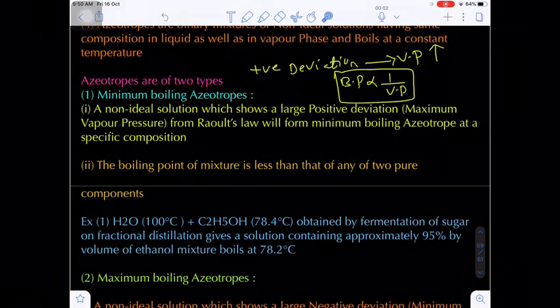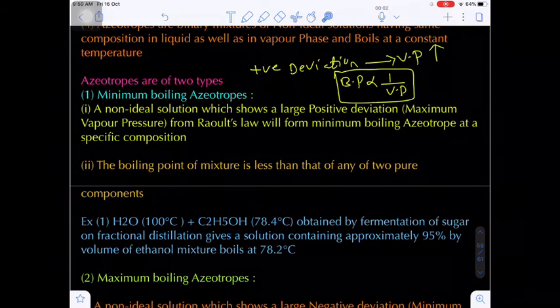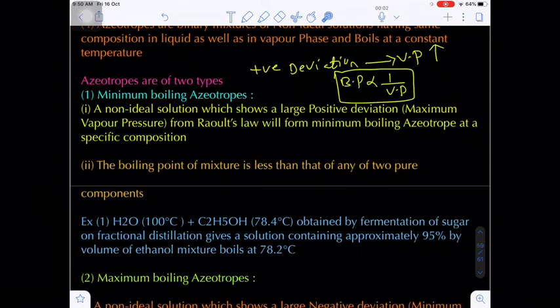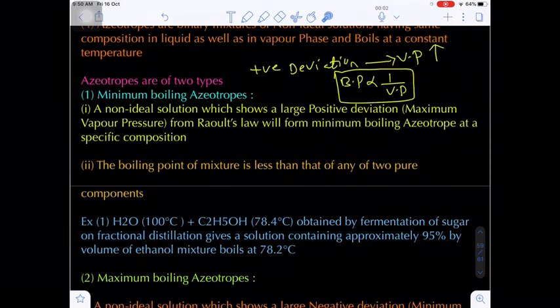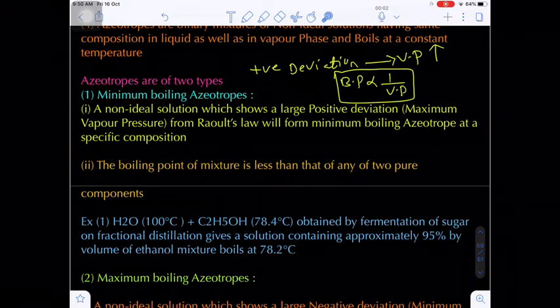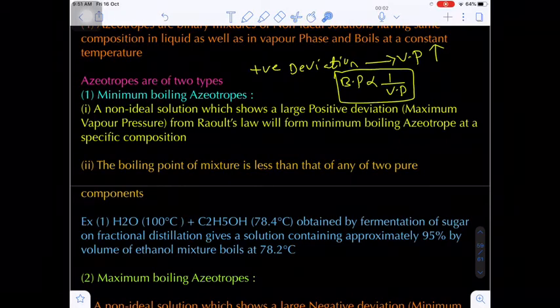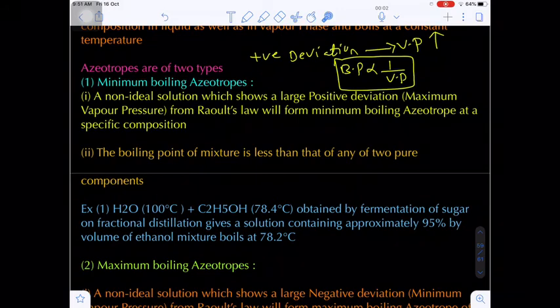Because we know the definition of boiling temperature: it is the temperature at which the vapor pressure of any liquid will be equal to the external or surrounding pressure. Are you getting my point? If the vapor pressure increases, that means less temperature is required to equal the vapor pressure of a liquid or solution to the surrounding pressure. That's why the liquid or solution will boil at a low temperature.